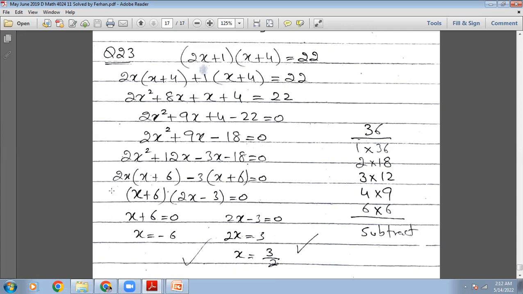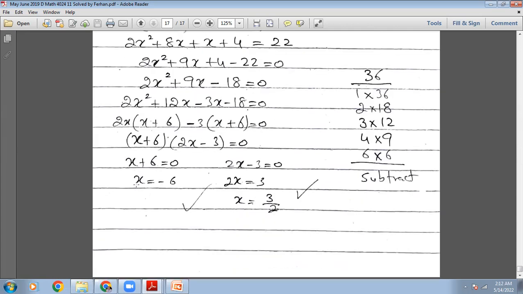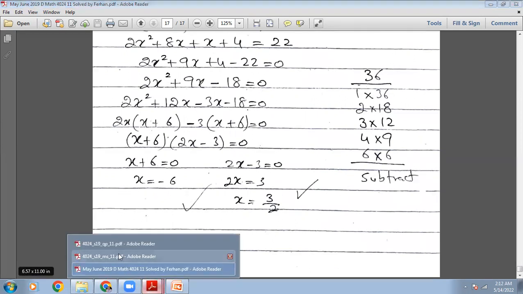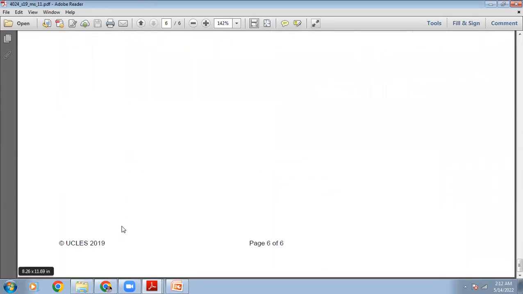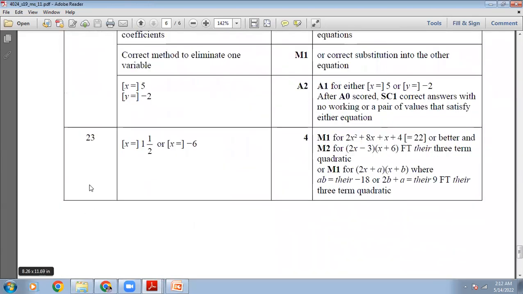So I will say x plus 6, either the first one is 0 or the second one is 0, or both of them are 0. So x plus 6 equals 0. So x will be equal to minus 6. And 2x minus 3 equals 0. So 2x equals 3 and x will be equal to 3 by 2. So my dear students, minus 6 and 3 by 2, let's check the confirmed answer. This is 3 by 2 and minus 6, the right answer, sir.